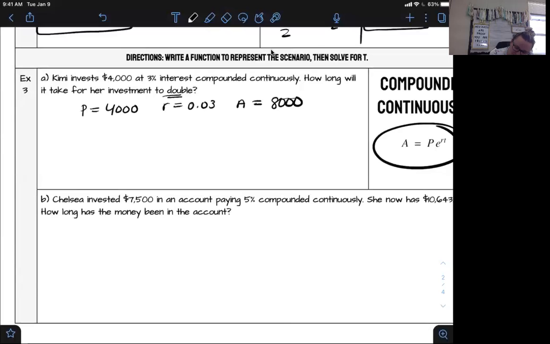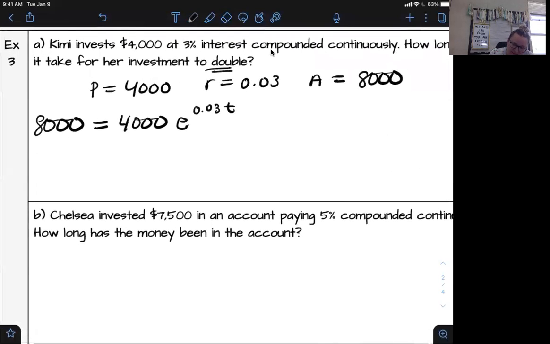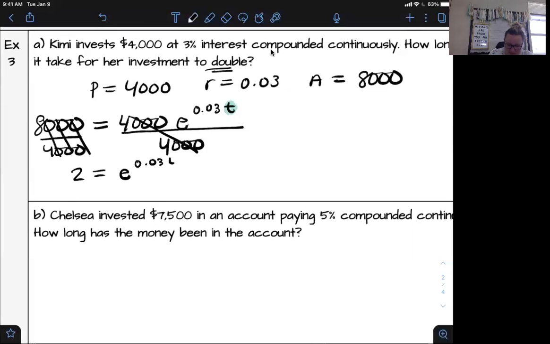So we're going to plug this information into our equation. 8,000 is equal to 4,000 times e to the 0.03 times t. So t is an exponent. So let's try to isolate it as much as we can. The first thing we're going to do is divide both sides by 4,000. 8,000 divided by 4,000 is just 2 equals e to the 0.03 t.